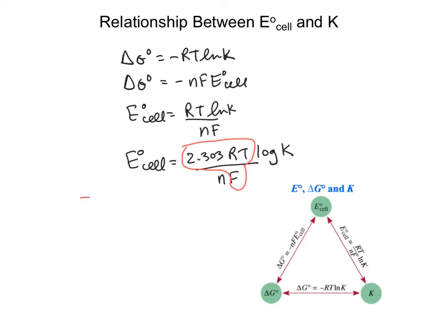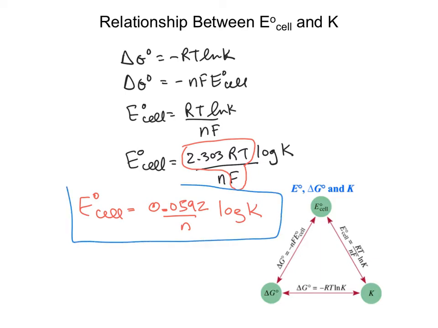Let me move it over a little bit. So E cell equals 0.0592 divided by N times the base 10 logarithm of K. So this is a very important relationship there. And that's the relationship between E cell and K.